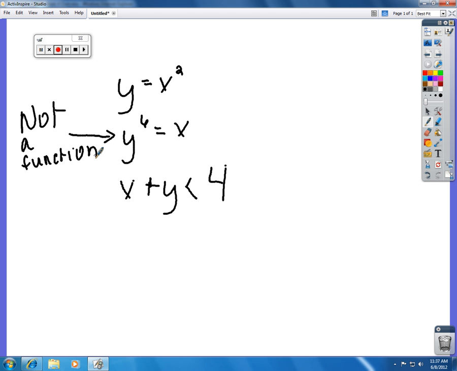Okay. If there is an inequality sign in the problem, it is not a function. Pretty much anything else is a function. Okay, so this one, our first one here, that one is a function.